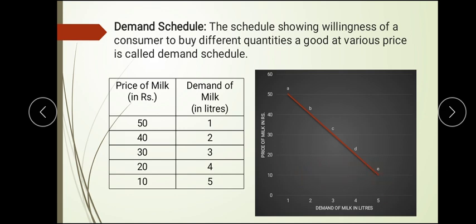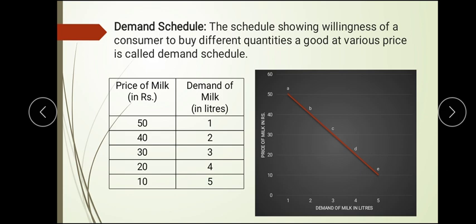So this is a simple hypothetical representation of the law of demand, and this is how the law of demand works. It shows that when prices are reducing, the demand is increasing, and when prices are increasing, the demand is falling. So this is how it works, and this is how it shows the inverse relation between price and demand of goods.